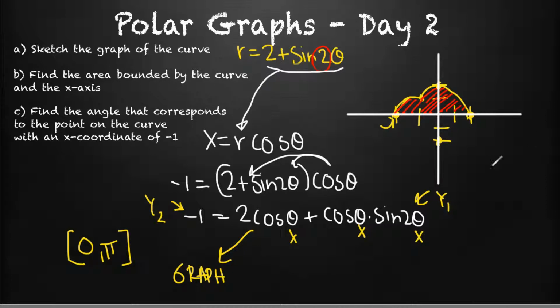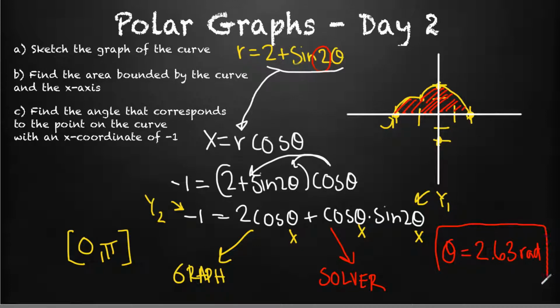But another way of doing it is you can use the solver on your TI Nspire. And so if you type this into your calculator, you're going to simply make sure you put comma x after that, and you can use the solver, and you will get an x coordinate of 2.63 radians. So that is the angle, 2.63 radians. And I said x coordinate, excuse me, the angle is what we're looking for in this problem, 2.63 radians.